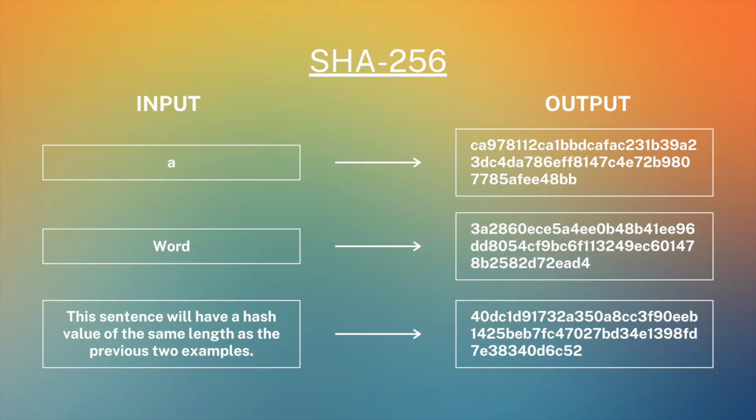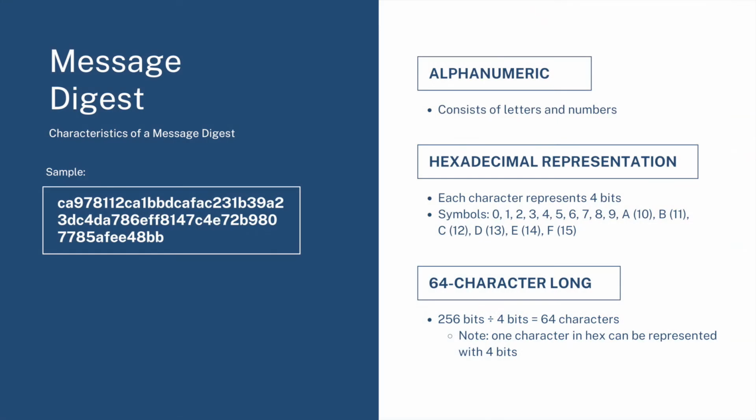A single character, a word, a sentence, a paragraph, or even an entire book as input will have the same length of hash, which is 256-bit long. It converts data into an alphanumeric hash in hexadecimal representation, meaning its hash value is composed of a total of 64 characters that are either letters or numbers.